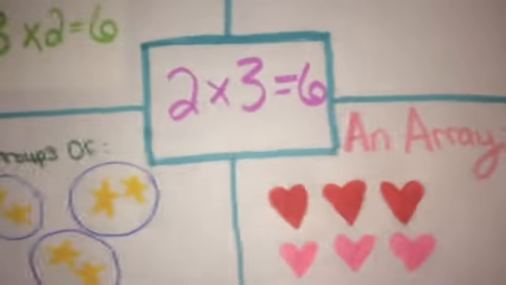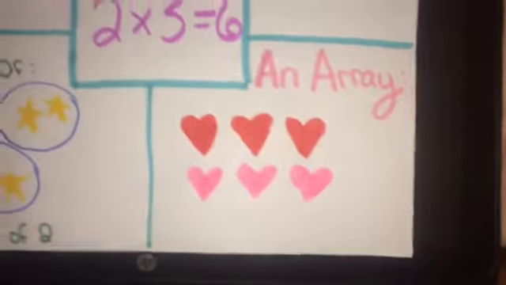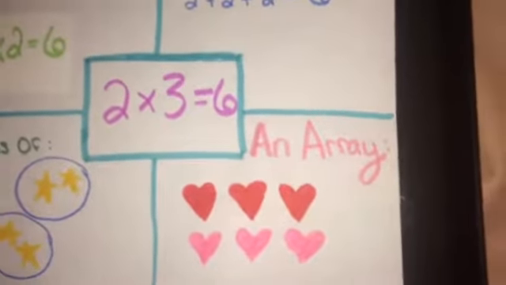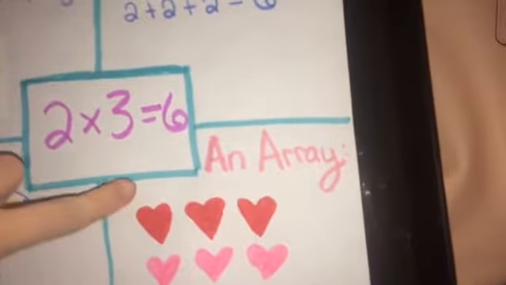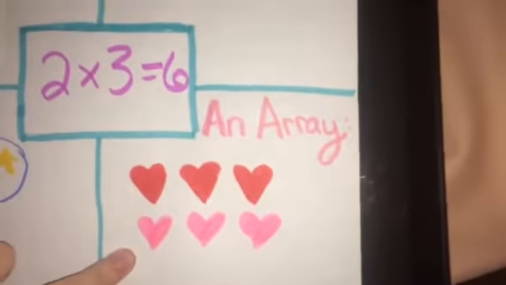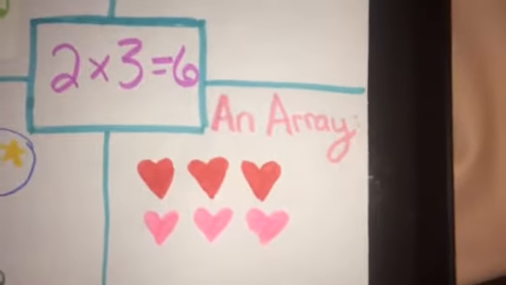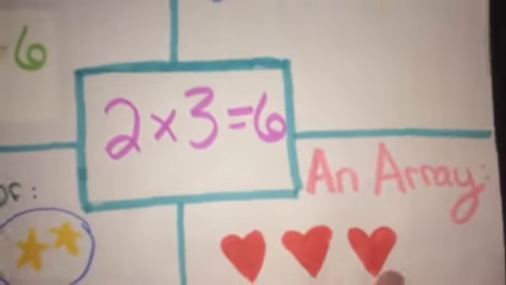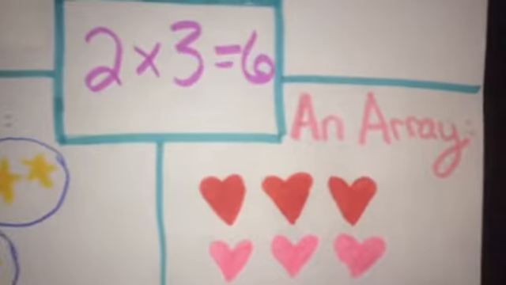And finally, there's the array method. So the array, let's say that we have an array of hearts on Valentine's Day. It's Valentine's Day and there are hearts everywhere. We have some red hearts and we have some pink hearts. So we have some rows of red hearts, 1 row of red hearts. We have 1 row of pink hearts. So we have 1, 2, 3, and 1, 2, 3. How many does that make? 6. So another way, look, there's 2 of 3. So 2 times 3 equals 6 hearts.